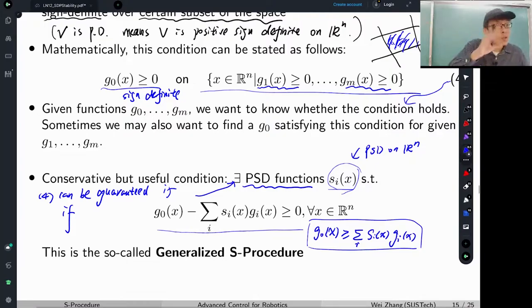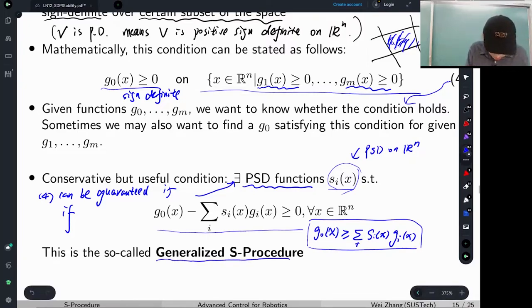Under very special cases, it's also lossless, in the sense you can go the other way: 4 always implies you can find this one, but that's for a lot of other discussions. And this is the so-called generalized S-procedure. If you want to guarantee that, you need to find some kind of positive definite functions to ensure this.